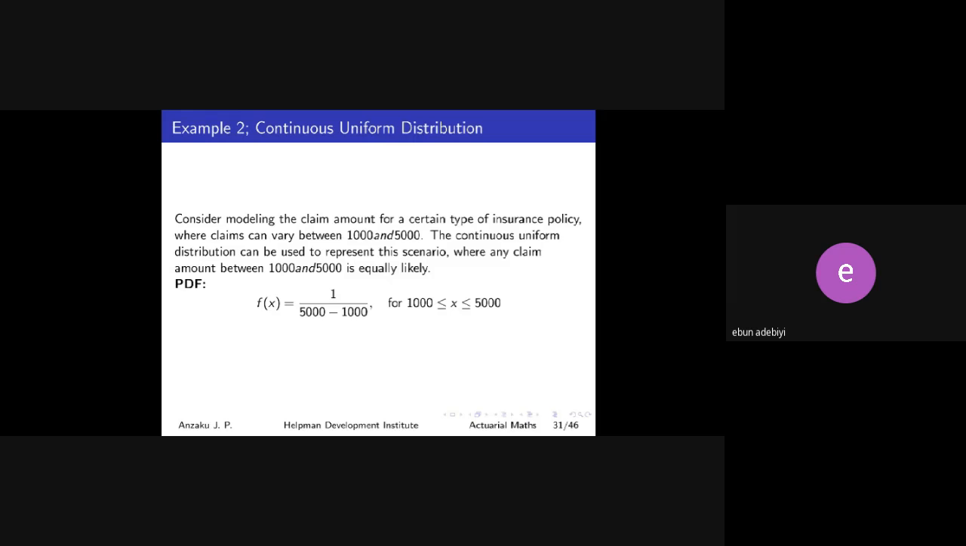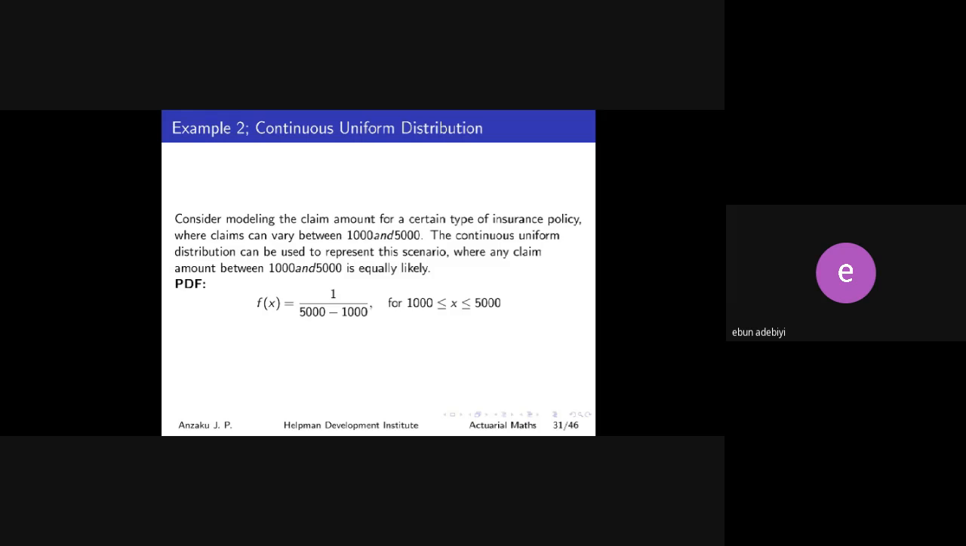So let's look at some of the applications. Here in the first example, we have consider modeling the claim amount for a certain type of insurance policy, where claims can vary between $1,000 and $5,000. I think it's a typographical error, but it should be 1,000 or $5,000. Let's assign a price to it, or naira, as the case may be.